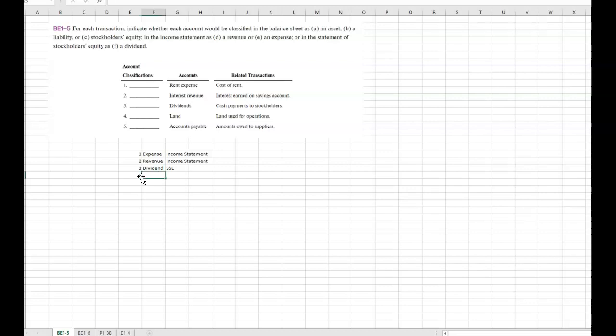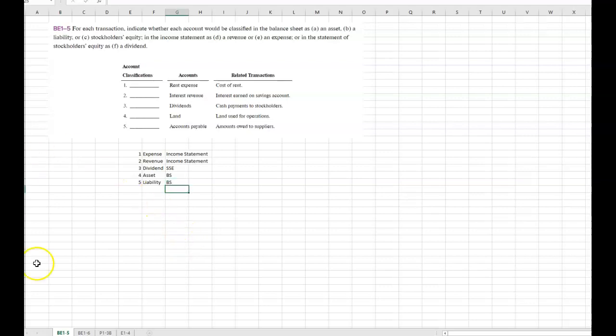Land. Land is an asset, and assets go on the balance sheet. And they go on the balance sheet if you remember your accounting equation, and you'll want to know that. Assets equal liabilities plus stockholders' equity. That's what goes on the balance sheet: assets, liabilities, and stockholders' equity. 5, accounts payable is a liability, and it goes on the balance sheet. Remember, assets, liabilities, and stockholders' equity.